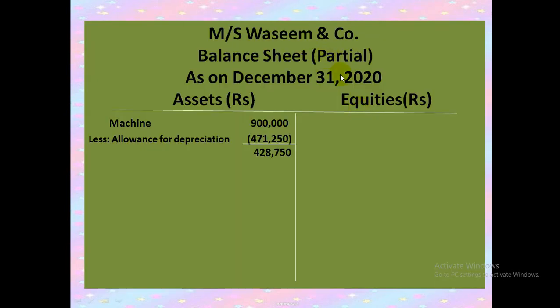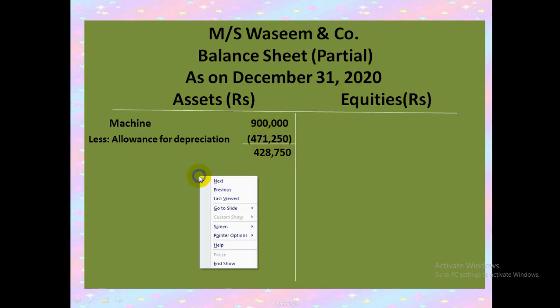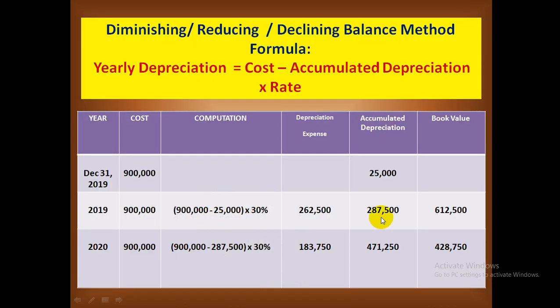Move to the last requirement. On December 31, 2020, you have to show the partial balance sheet. Partial means only the cost part and only the allowance for depreciation up till this date is to be shown. When we subtract these two, we will get our book value on this date. The same could be verified when we see our calculation table.